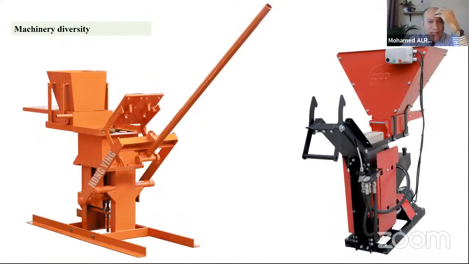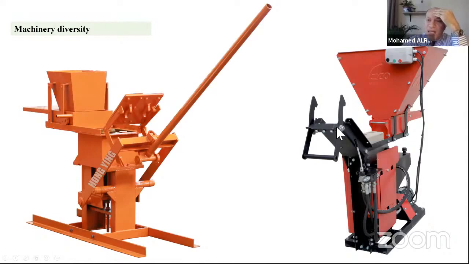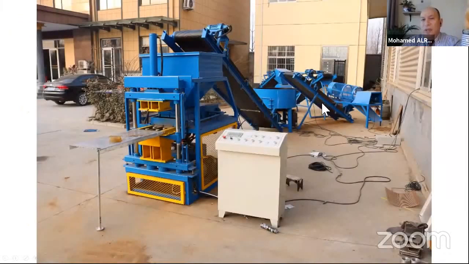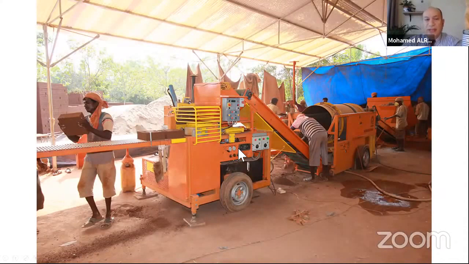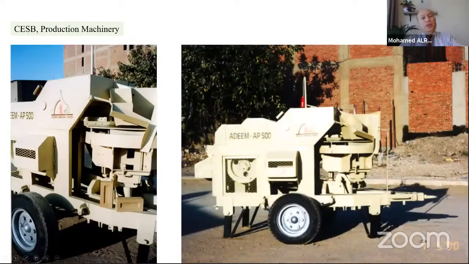There is plenty of machinery worldwide producing compressed earth blocks, starting from manual presses, simple hydraulic presses, to full production lines, like this one in Auroville in India, and mobile machines, which means that you can produce blocks on site easily. You can just drag the machine to where you would like to construct your building. And we produced those machines in Egypt locally.